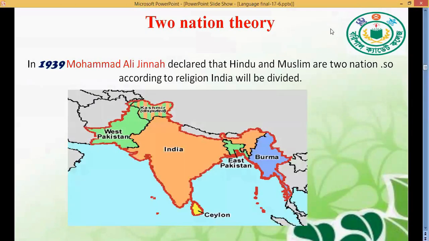Yes, you can see the eastern portion of India, that is, this is Bangladesh, and the northwestern portion of India, and that is Pakistan. These two portions will constitute Pakistan.